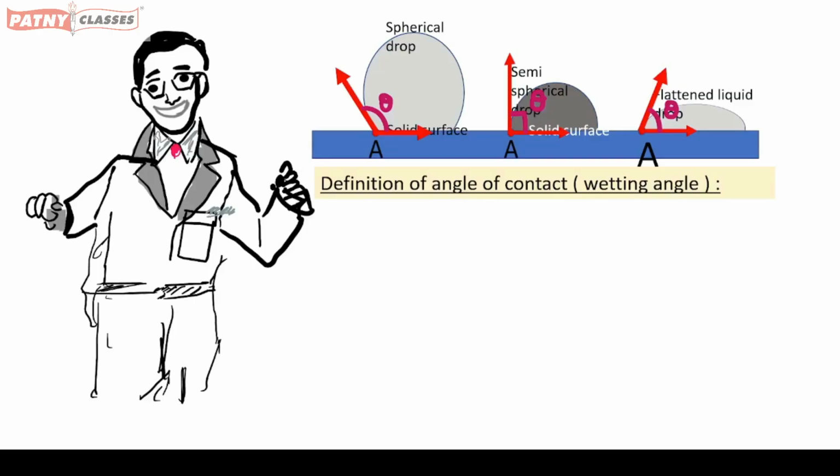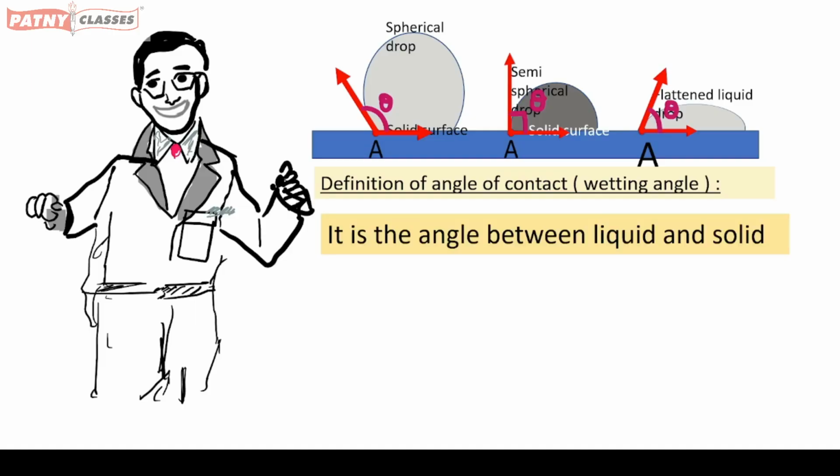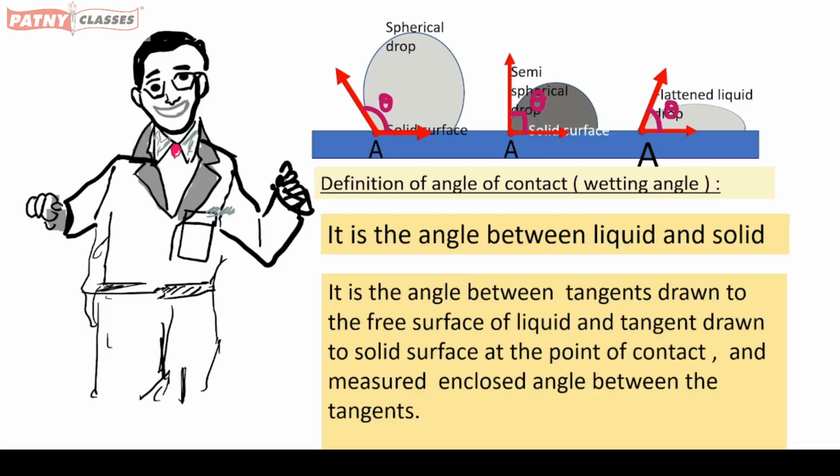From the above discussion, we can define angle of contact, also known as wetting angle. It is the angle between liquid and solid. It is the angle between the tangent drawn to the free surface of the liquid and the tangent drawn to the solid surface at the point of contact, measured as the enclosed angle between the tangents. In the above figure, point A is nothing but the point of contact.